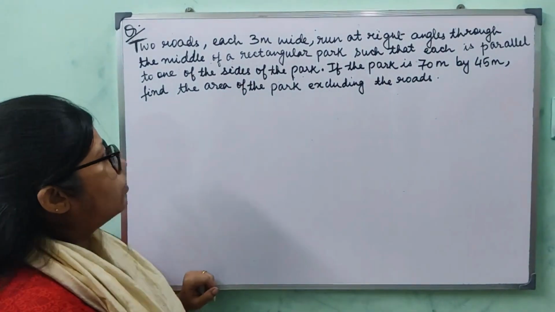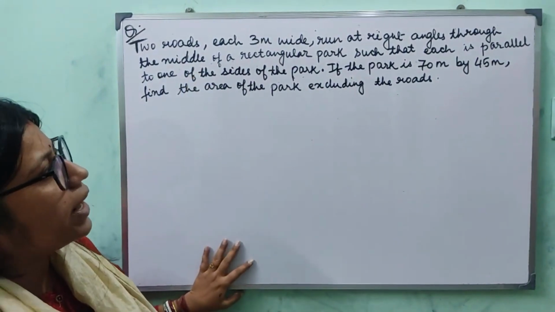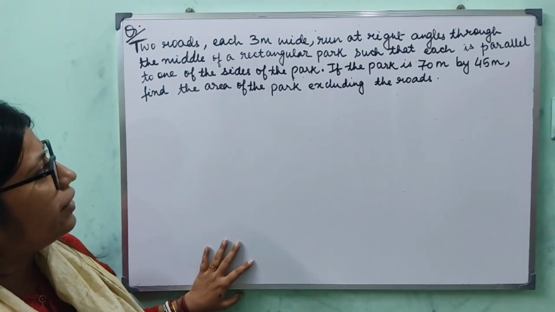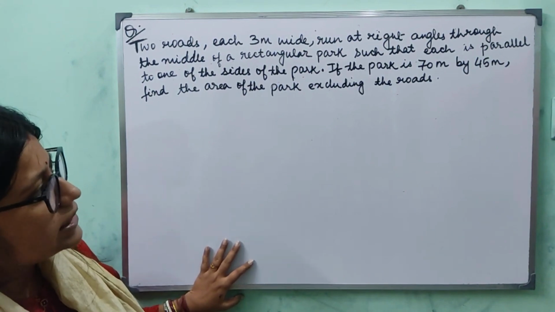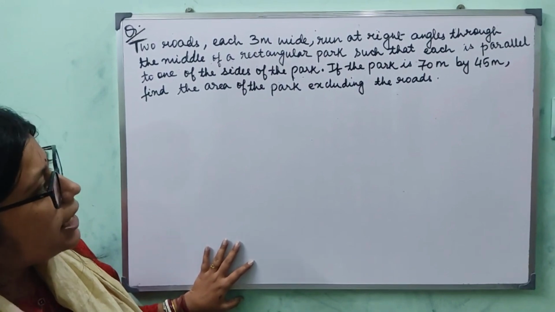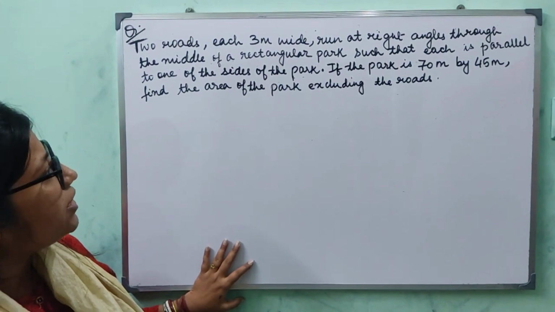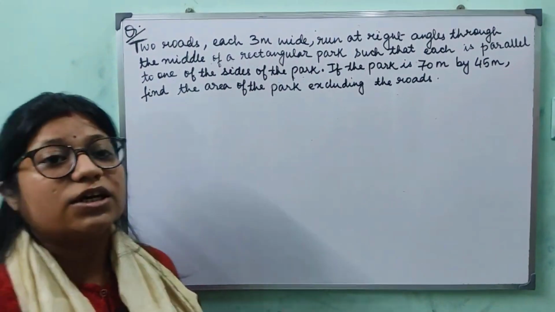Let us deal with the sum now. Two roads, each 3 meter wide, run at right angles through the middle of a rectangular park such that each is parallel to one of the sides of the park. If the park is 70 meter by 45 meter, find the area of the park excluding the roads.